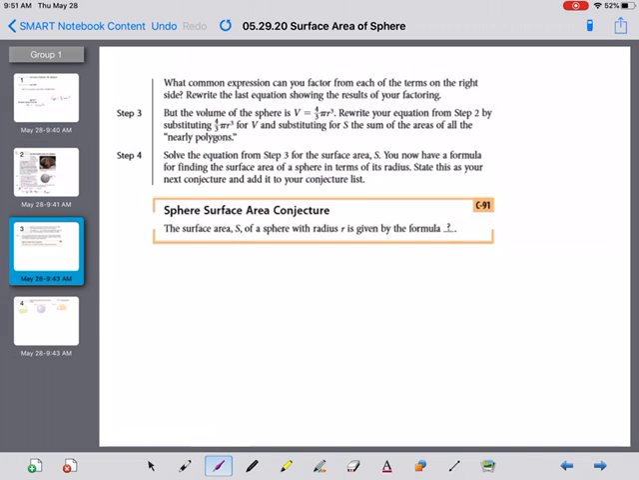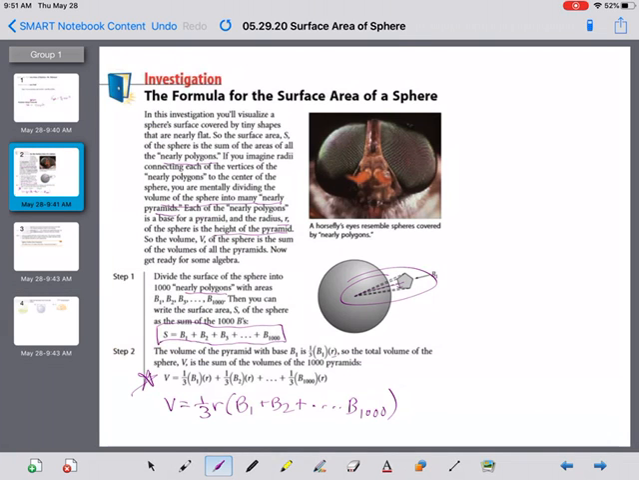But the volume of the sphere is V equals 4/3 pi r cubed. Rewrite your equation from step 2 by substituting 4/3 pi r cubed for V, and substituting for S, the sum of the areas of all the nearly polygons. Okay, so let's see what that means. So change the V to 4/3. I'm going to write it over here. 4/3 pi r cubed equals 1/3 r, and then the sum of all the bases.